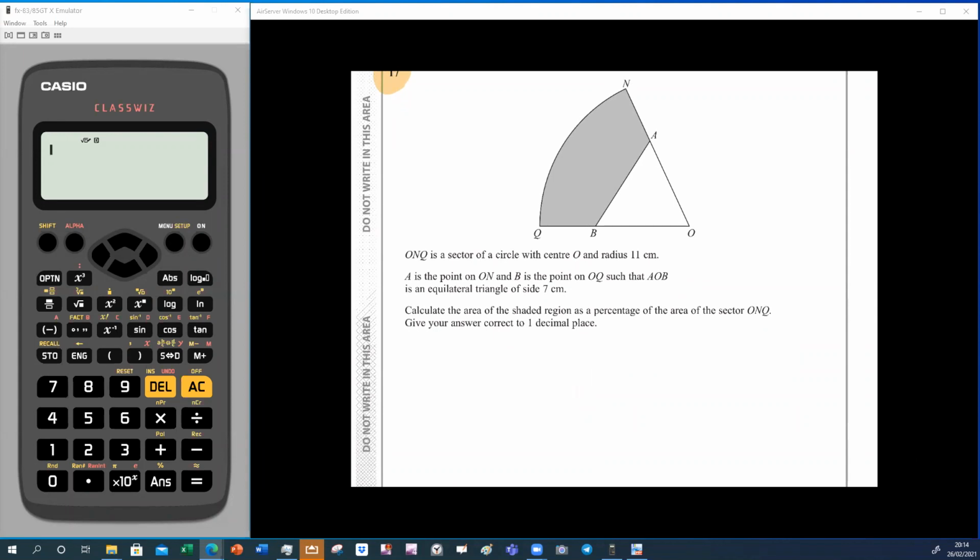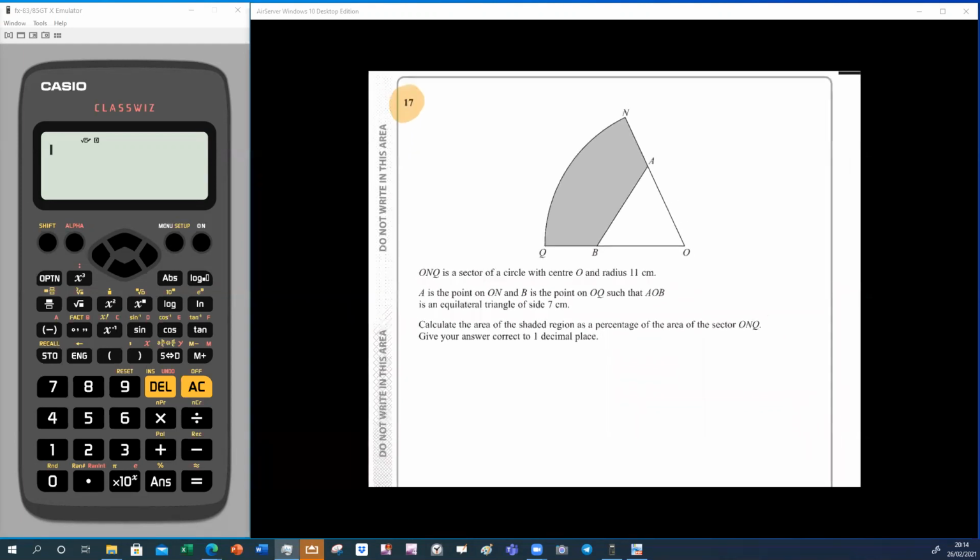OPQ is a sector of a circle with center O and radius 11 centimeters. A is a point on OP and B is a point on OQ, such that AOB is an equilateral triangle of side 7 centimeters. Okay, read the bottom part, please. Calculate the area of the shaded region as a percentage of the area of the sector OPQ. Give your answer correct to one decimal place.